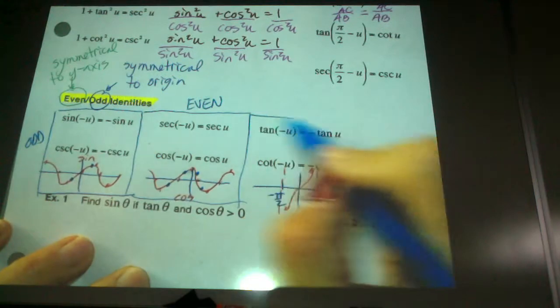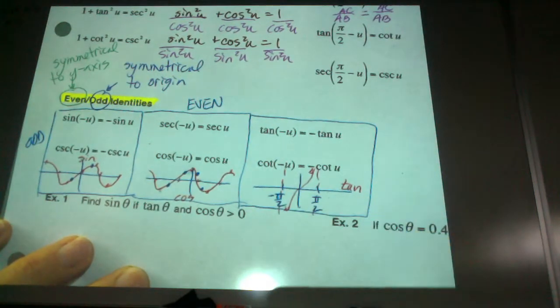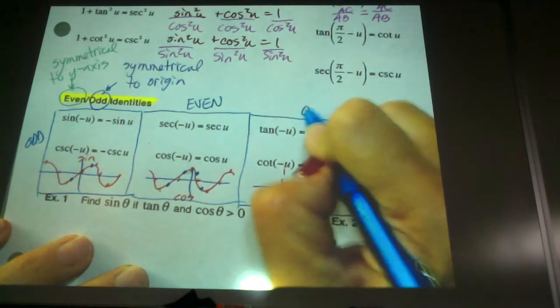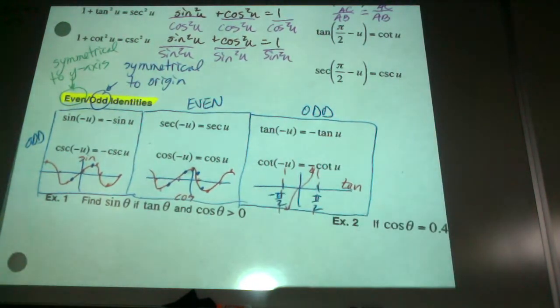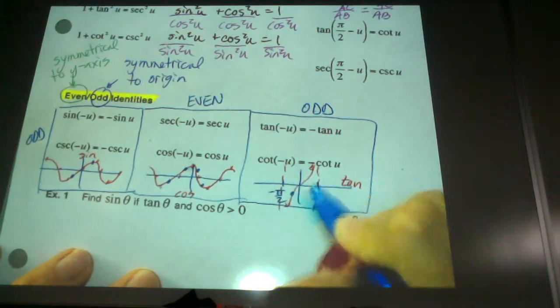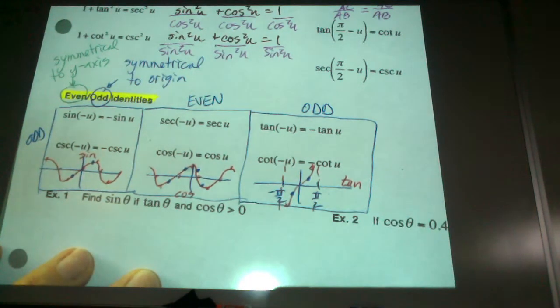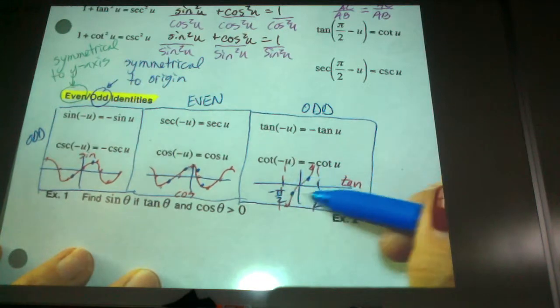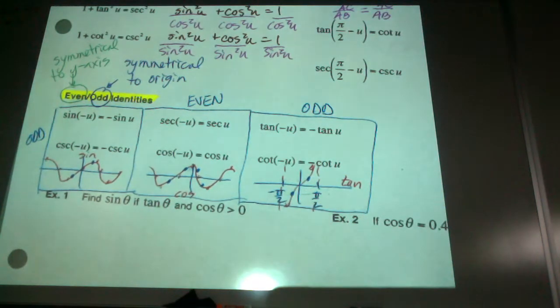What about tangent? Even or odd? It's odd because it's symmetrical to the origin. So the same thing occurs if I have a negative value for x versus a positive value for x. They're going to have opposite y values for opposite signs. The same thing happens as with sine.